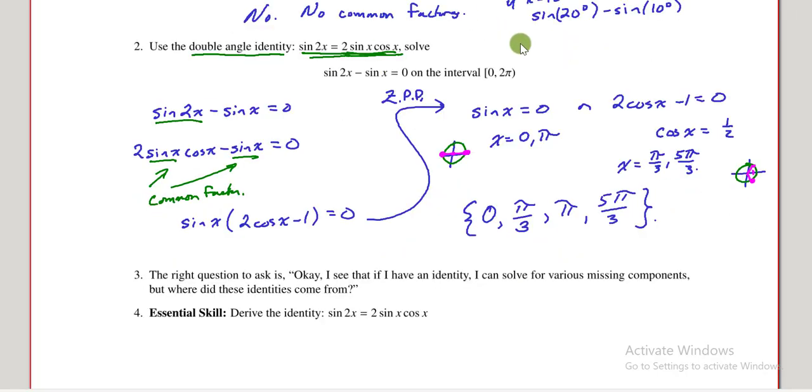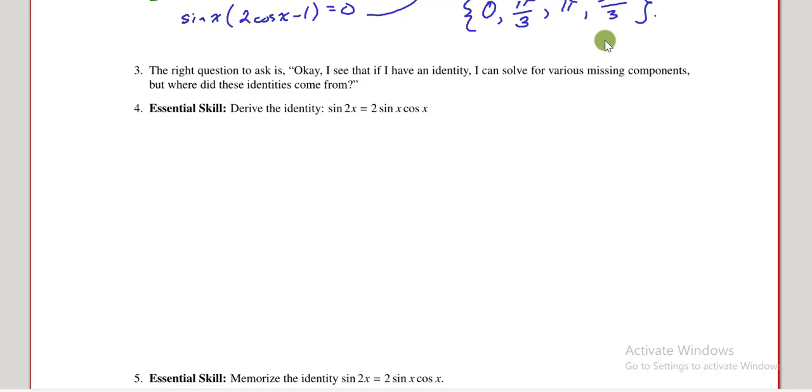So I think the right question to ask is, okay, I see that if I have an identity, I can solve for the various missing components, but where did these identities come from? So one thing I'm going to ask you to do in this class on this next exam is I want you to derive some of these identities. So let's derive this identity first: the sine of 2x equals 2 sine of x cosine of x. Let's see why that's true.